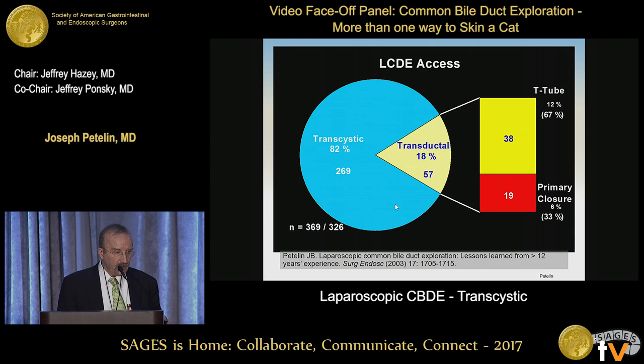In my practice, because of the types of patients I've had and the kind of stones and their size, I was able to do transcystic in about 85%, transductal in about 20%. When I do a choledochotomy, we've used a T-tube in about two-thirds and a primary closure in about one-third. And if you've got a nice clean duct, only one stone, no inflammation, doing a primary closure is reasonable, and always leave a drain, obviously.